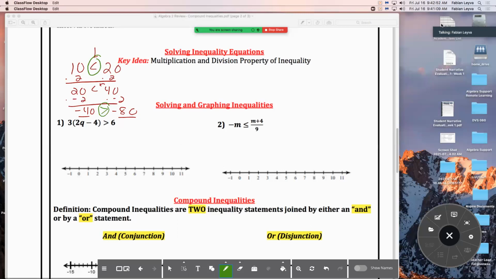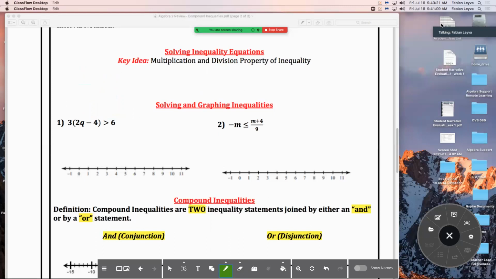This goes for division as well. Let's say we started with our original problem, 10 is less than 20. We divide by, I don't know, negative 5 on both sides. 10 divided by negative 5 is negative 2. 20 divided by negative 5 is negative 4. Notice that negative 2 is greater than negative 4. So notice that my inequality flips. You have to make sure that you remember this property when solving inequalities. And let me show you what that means in a second.